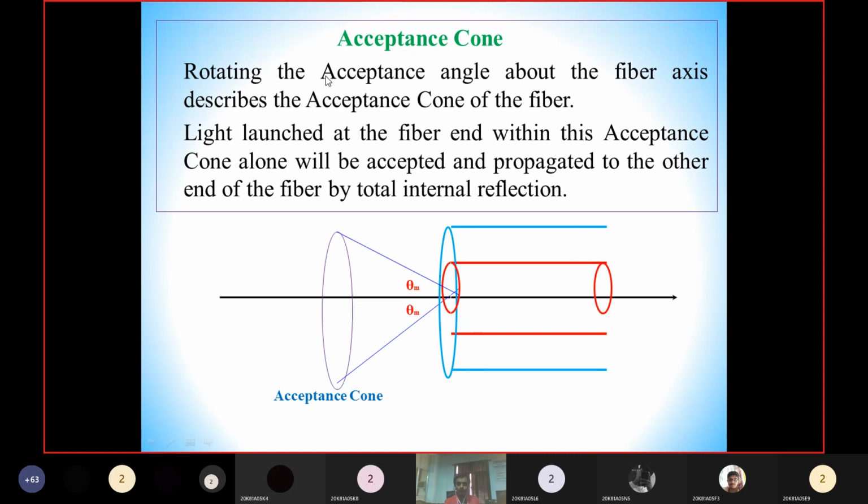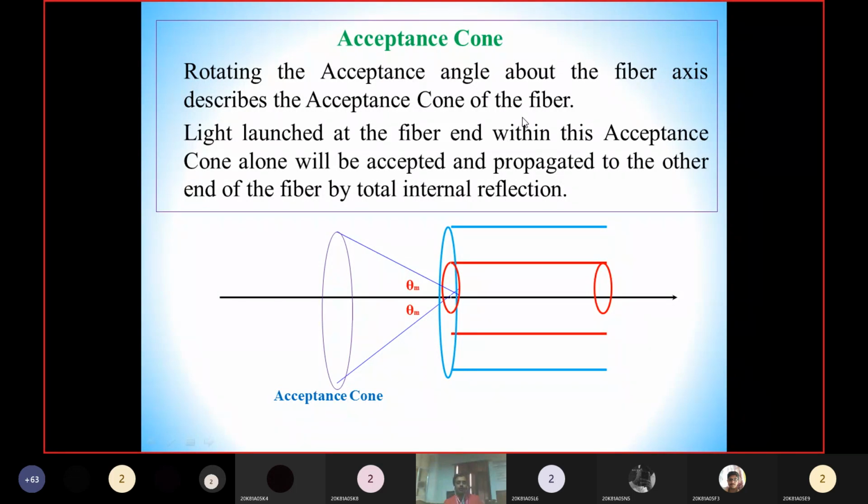Now, how to find out the acceptance cone? On one side, if you draw a line, that is the acceptance angle. This angle should be greater than theta m, which is the maximum angle, and we also call it the acceptance angle.